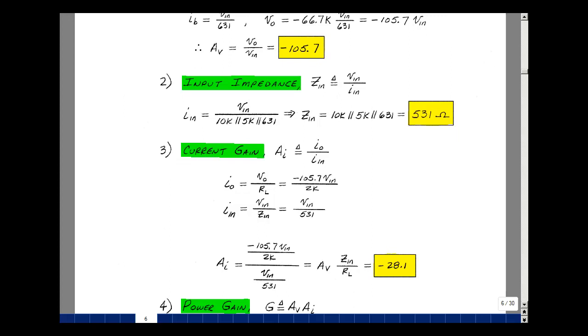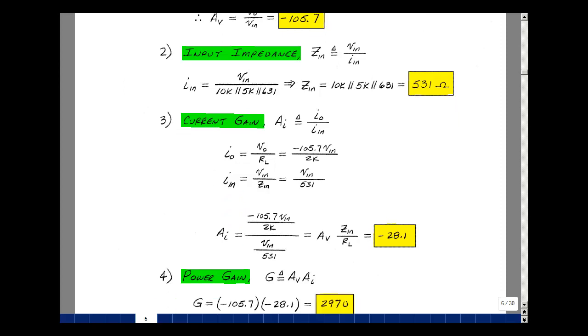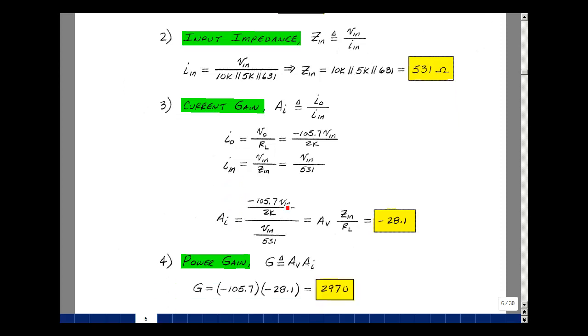We found Zn as the parallel combination of those 3 resistors, and now we're calculating I out and In, and then by taking their ratio, what's common is Vn. That drops out. And we get that the current gain depends on the voltage gain times the ratio of Zn to R sub L. You get a value of minus 28.1.